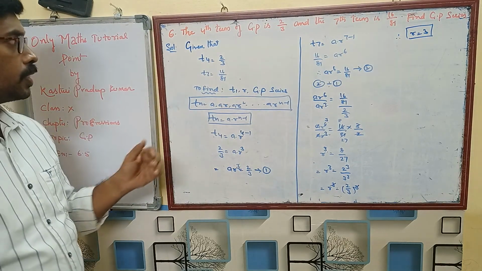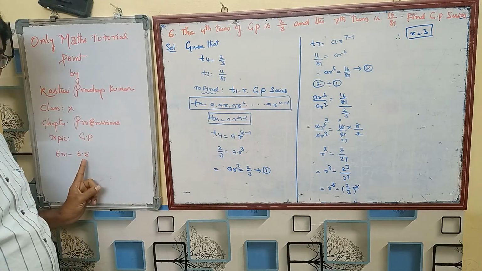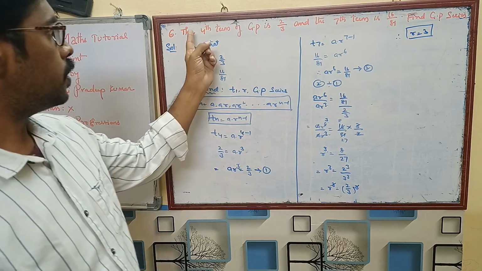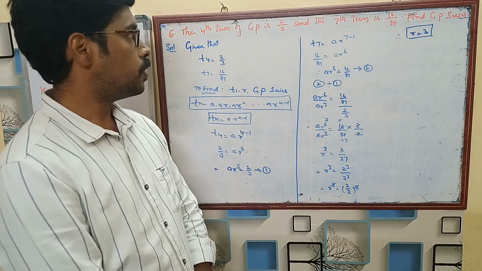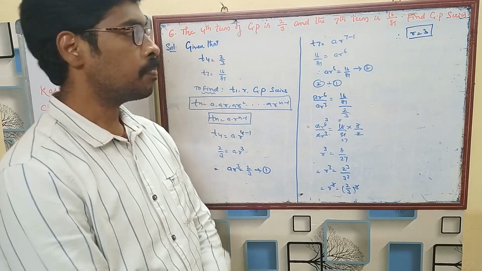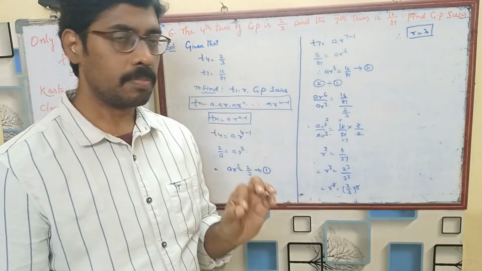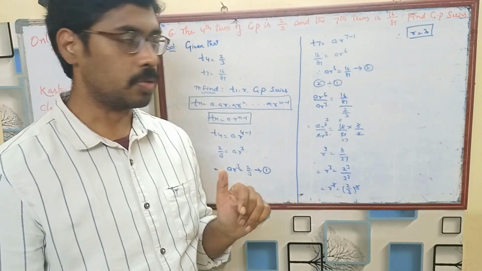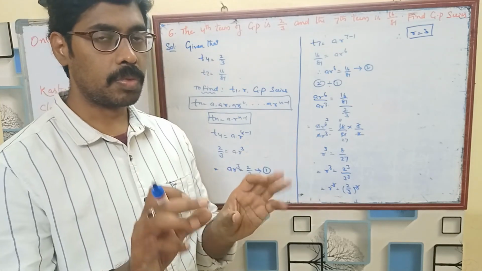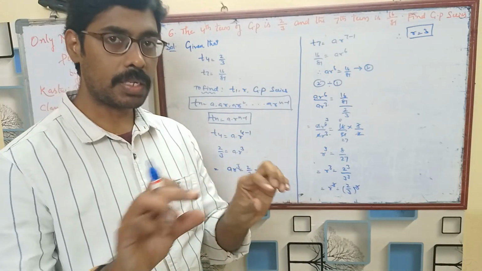Today we are going to discuss chapter Progressions of class 10, topic GP, exercise 6.5. What is given here? The fourth term of a GP is 2 by 3 and the seventh term is 16 by 81. Find the GP series. In the given sum, we don't have T1, that is the A term, and we don't have the common ratio R value. They gave terms in the middle of the GP series. They gave the fourth term and the seventh term, and they are asking us to find the GP series.